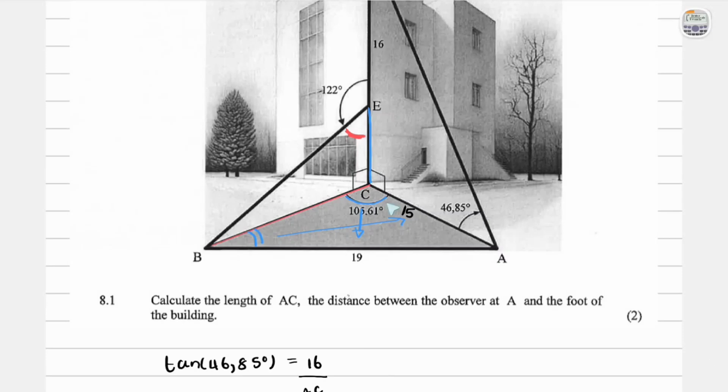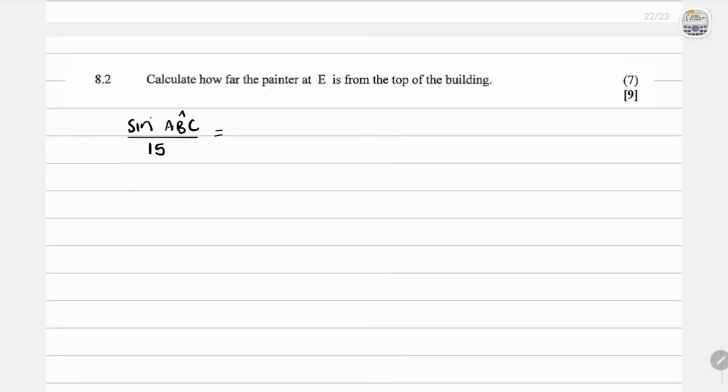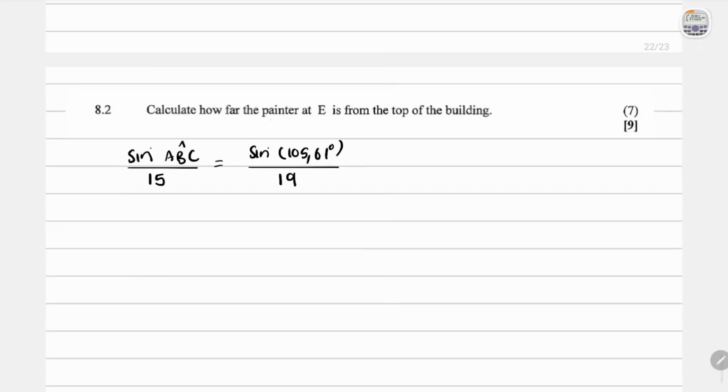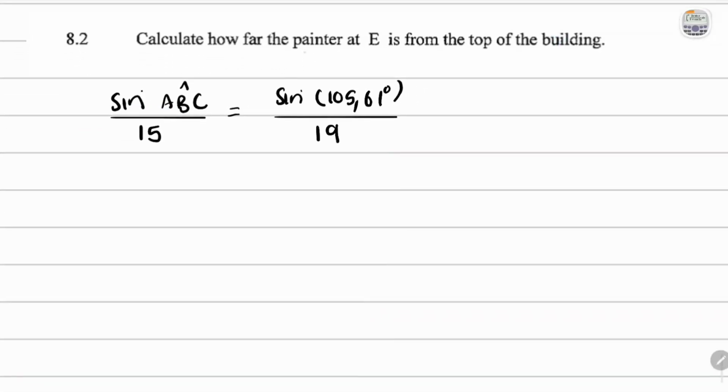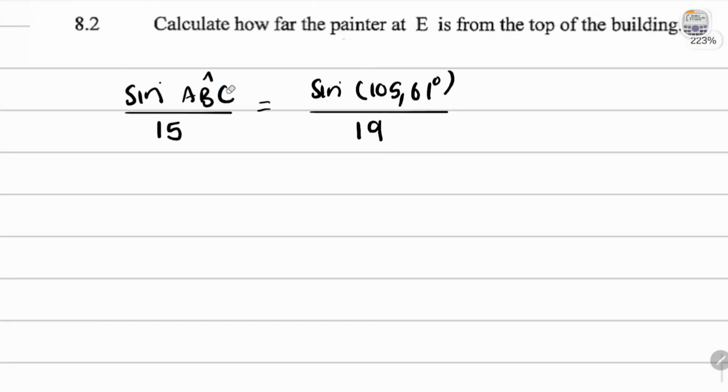So sine of an angle. You see how this is already complete. We've got the angle and the side. So we can say sine of 105.61 degrees over the side opposite it, which was 19 units. So we can use this to find angle ABC. You see that the only way we can solve for this is to get rid of this 15. It's on the denominator now, so if you transpose it, it's going to be on the numerator.